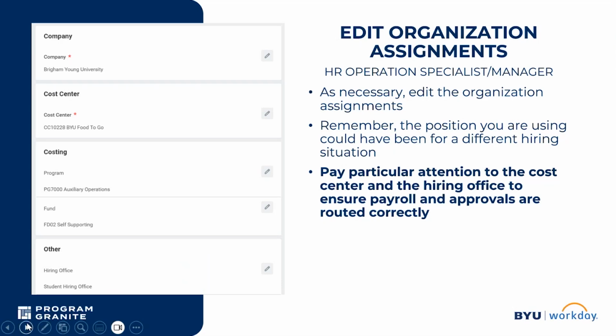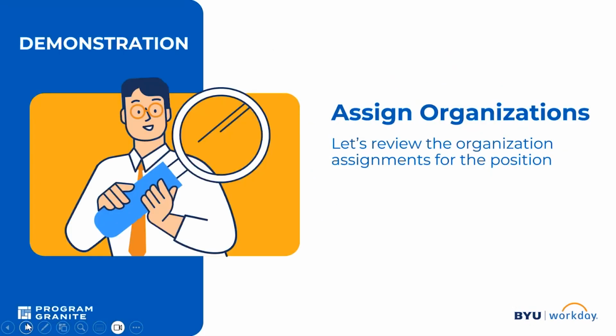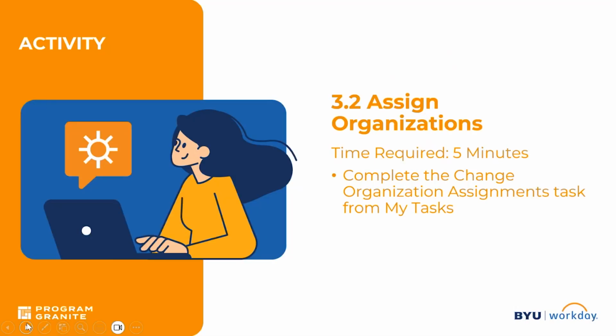The hiring office should maintain student. If you change this value, it will not route properly. It will go unassigned or something. It would just go to different approvers. So go ahead and complete exercise 3.2, assign organizations. It should be in your inbox waiting for you to complete. If you've already completed it on your person and mine, thank you. Save me a step.